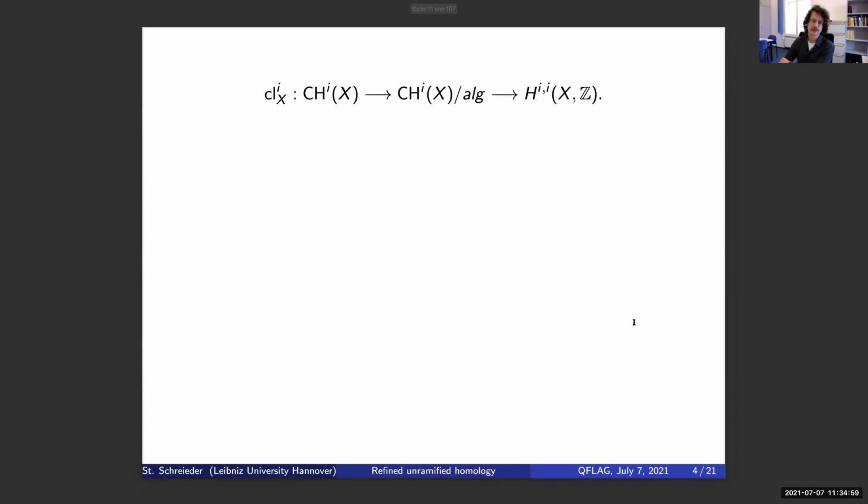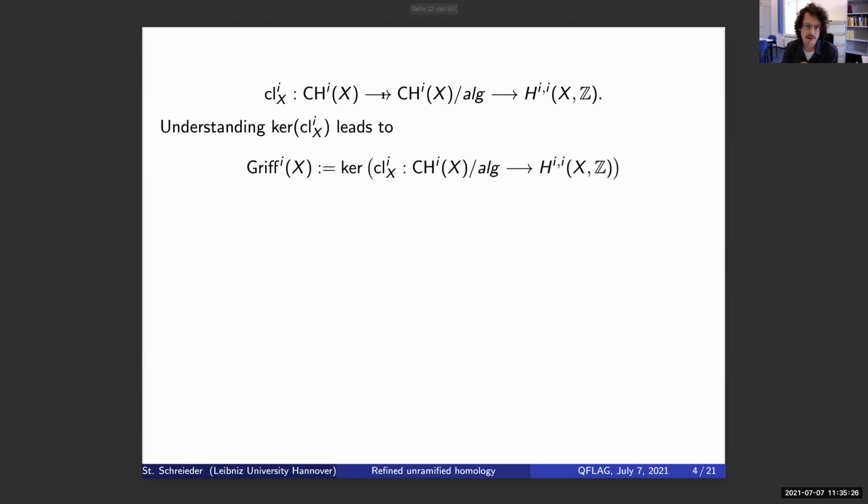All right, so instead of talking about the image of the cycle class map, we may also ask about the kernel. The first observation is that the cycle class map factors through algebraic equivalence. Two cycles are algebraically equivalent if you can move one to the other parameterized by a curve. And if that is possible, then the homology classes will be the same. So the cycle class map factors through the Chow group modulo algebraic equivalence. Instead of understanding the kernel of this composition, we may as well ask for the kernel of this second, induced map. And that's what is usually called the Griffiths group. So the Griffiths group consists of all homologically trivial cycles modulo algebraic equivalence.